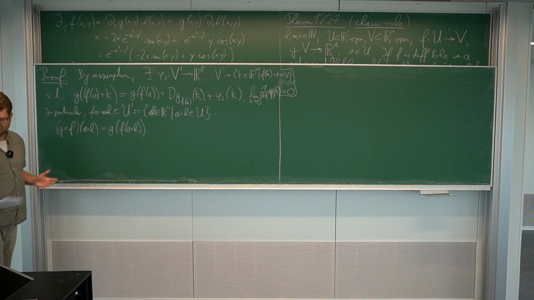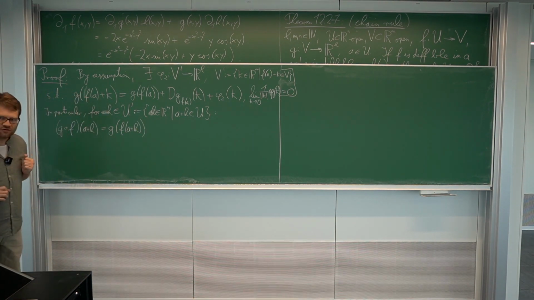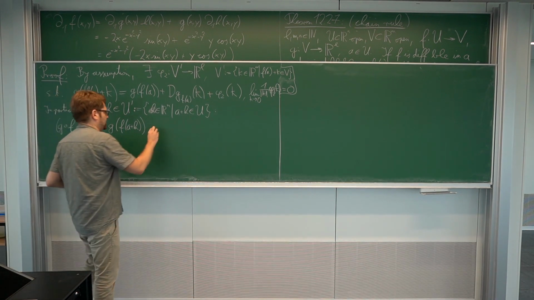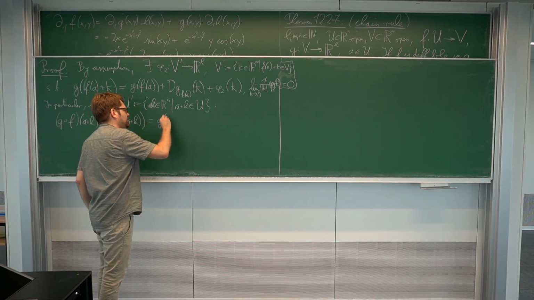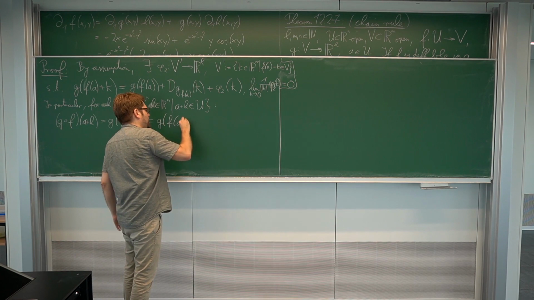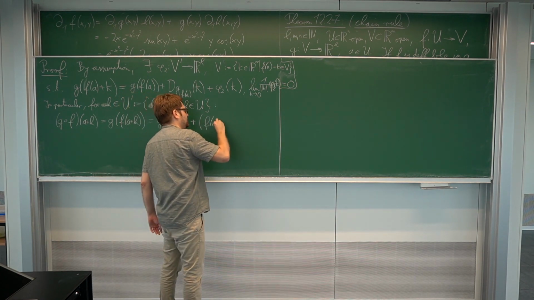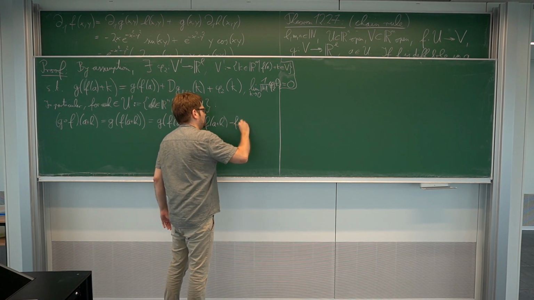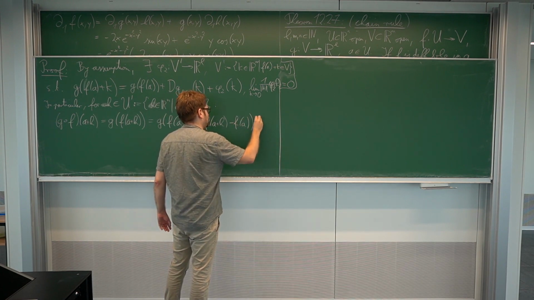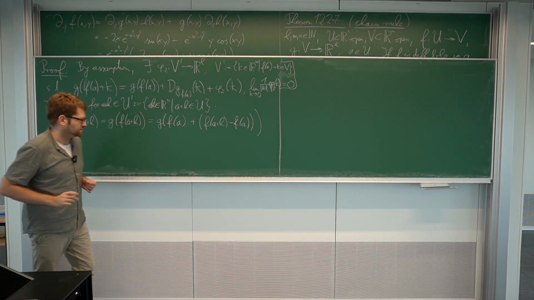Okay, the problem is this doesn't help us because we only have this form, but let's do it artificially in this form. Namely, this is the same as G of F of A plus, and now just take F of A plus H minus F of A. Very artificially and very arbitrary, but let's do this for a second.